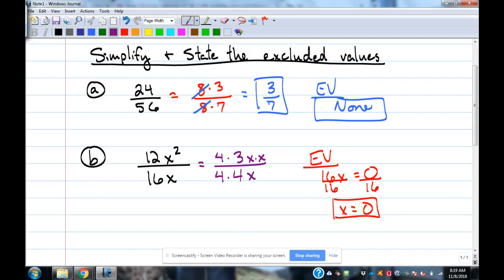Now, we cancel out one to one the matching pieces. So we got a 4 on the top. It's going to cancel out one of the 4s on the bottom because there's only one up top to cancel it out with. It's a 1-to-1 cancellation. This 4 cancels that 4. One of these x's and this x cancel each other out. What's left? 3x over 4.